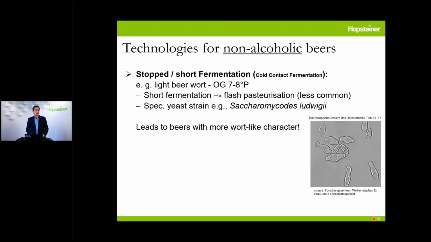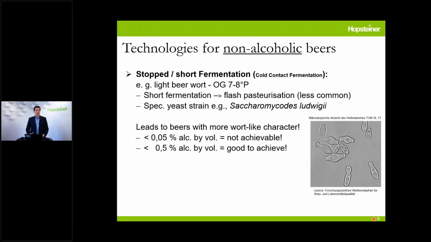But what people say, and what we know, is that there is a more wort-like character, because mainly the unfermented wort still remains with all its characters, and that has a big impact on the flavor and taste of the final product. We think that 0.05% or below alcohol by volume is not achievable, because you need something to ferment, and you produce alcohol. And when we look at the other limit, 0.5, that's good to achieve, and it makes sense to use this as a goal to stay below 0.5.